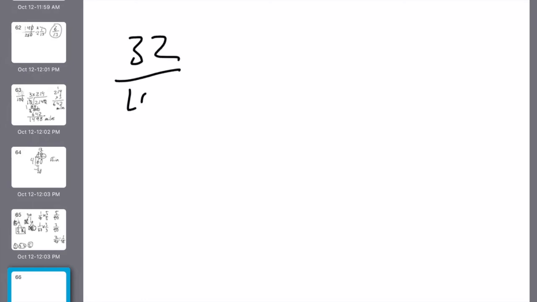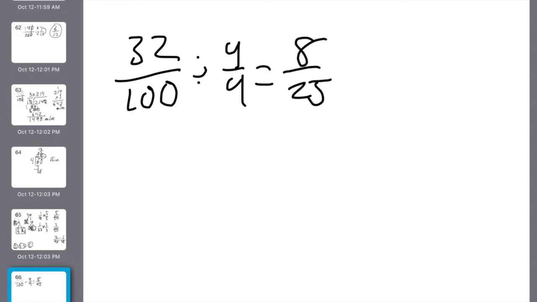Number 10, write 32% as a reduced fraction. 32% out of 100. Always look for the 4s with that one. Gives me 8/25. B, use prime factorization to reduce 48/72.